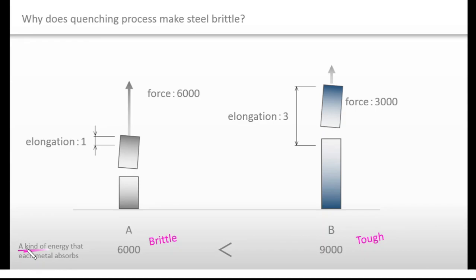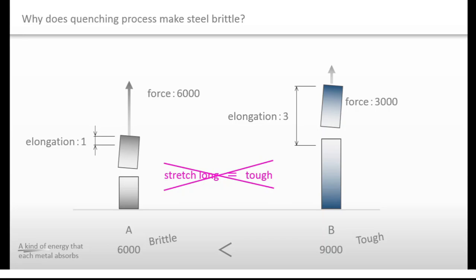The other point I should mention is that a piece of metal that can stretch long is not equal to a tough metal. I mean, it may be tough, it may not be tough. I will say this again. Tough means the metal has a high ability to absorb energy. Tough does not mean the metal can stretch long.